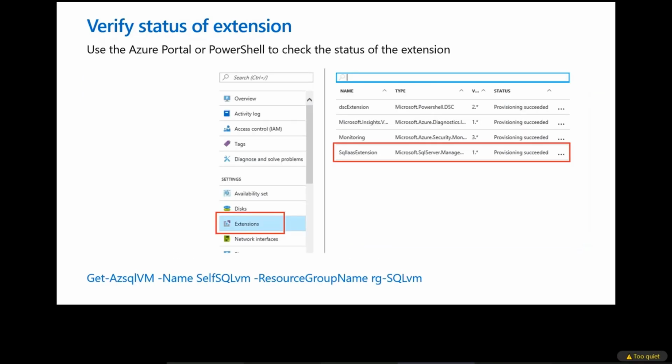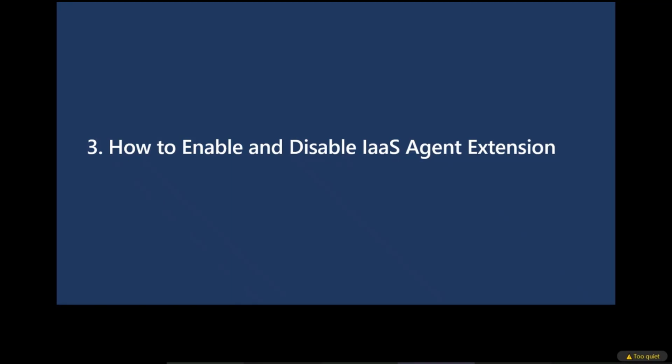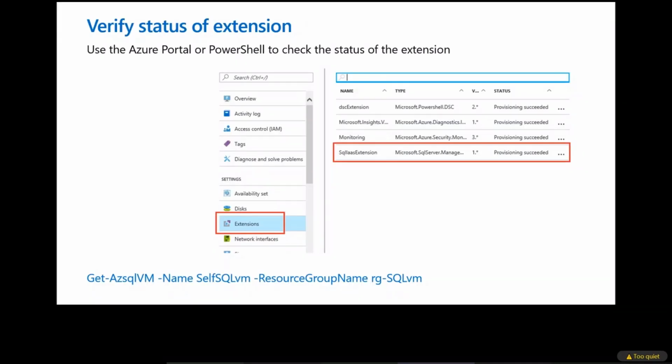Next slide. If you want to verify whether the extension is installed in your current SQL VM, you can go to the portal, under the virtual machine extensions, and you will see whether the SQL IaaS extension is installed or not. You can see that here. Oh, sorry, it's moving by itself. Or you can run this command and find out whether it's installed, and if it's installed, whether it's lightweight mode or full mode.